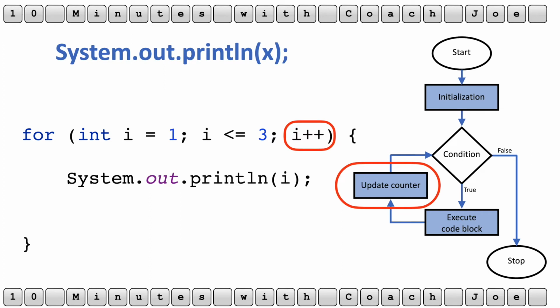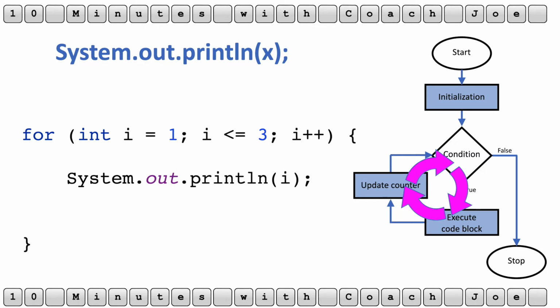After the code is executed, the for loop counter is updated. Here it is incremented by 1. The process repeats by checking the for loop condition for true or false. As you can see, as long as the condition is true, the code block will be executed.